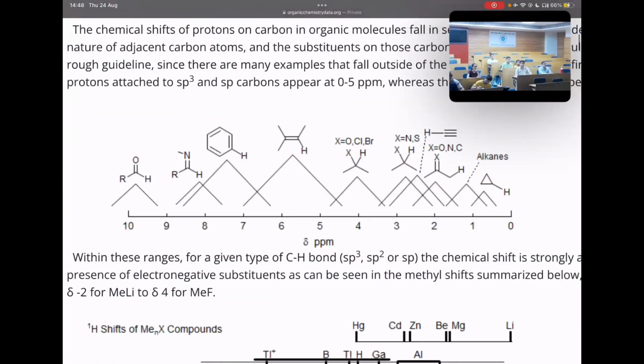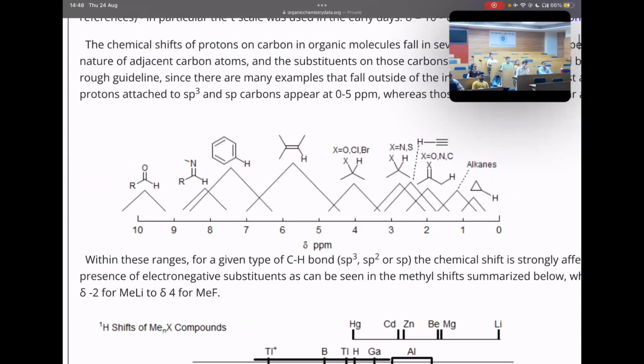I'm not going to go into details. You will not be tested on any of these chemical shift values. I'm doing this lecture just to impress upon you that if you end up changing a little bit of the chemical nature of the atoms bonded to the proton, the chemical shifts are very sensitive.